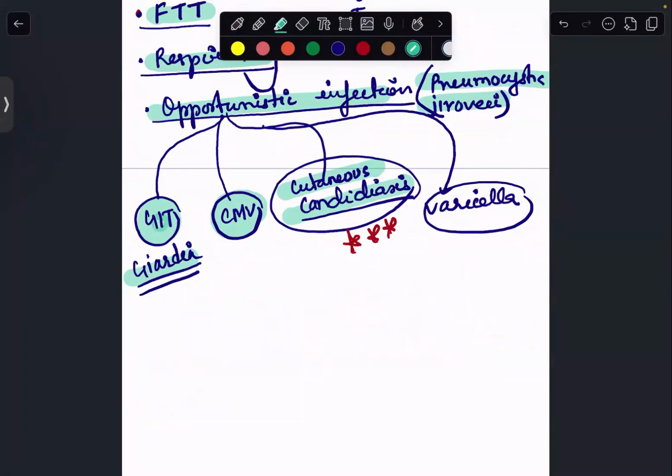Along with that, candidiasis. This is the most important one they frequently keep asking in the exam. Then we have varicella. Again, varicella is also not very common, only if there is exposure. Sometimes when we are exposed also, not necessarily will we get the disease, but these children, with a little bit of exposure, are going to develop disease.